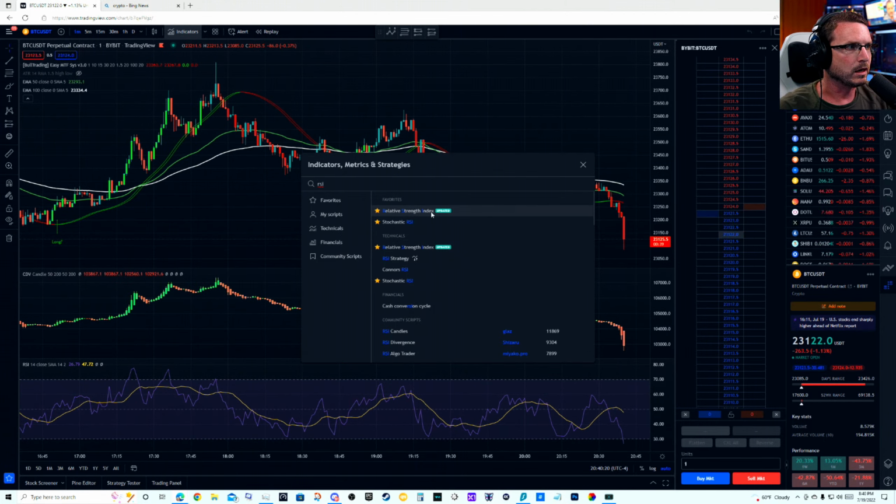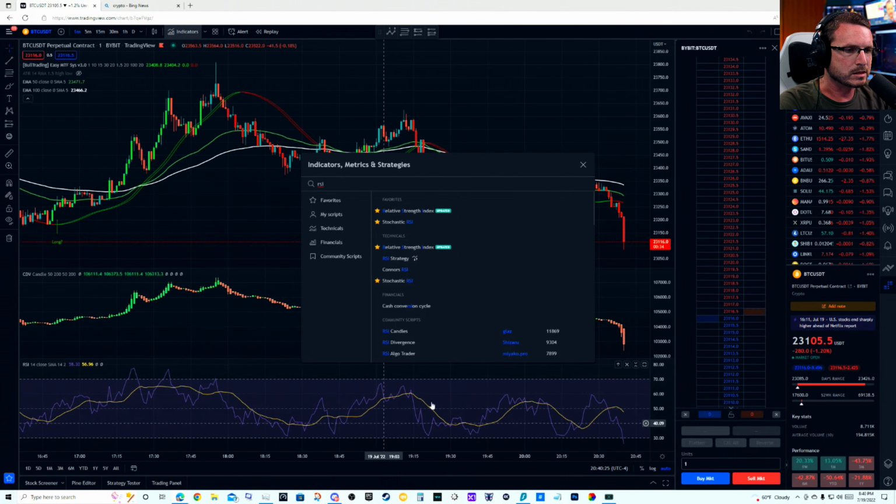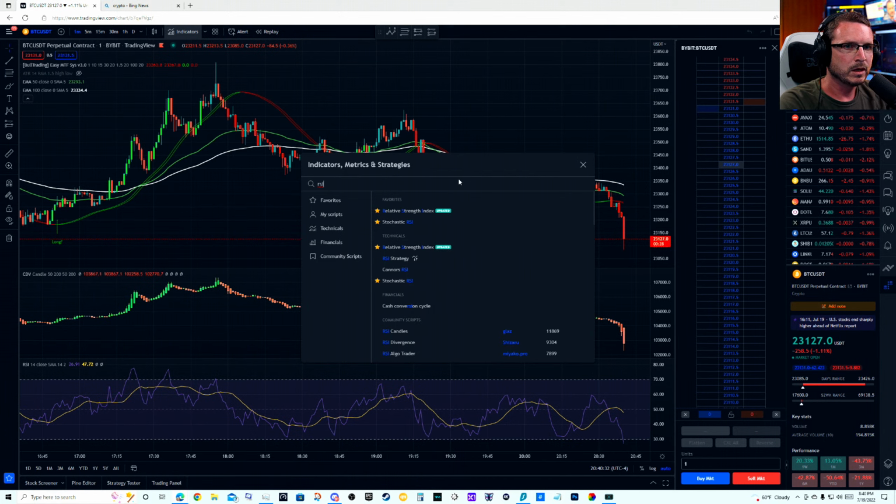So anyway, RSI, you need that. I've got it. It's right here. It's this green or this purple bar with yellow line through it and then a bunch of squiggly lines that make no sense. Yeah, that one.